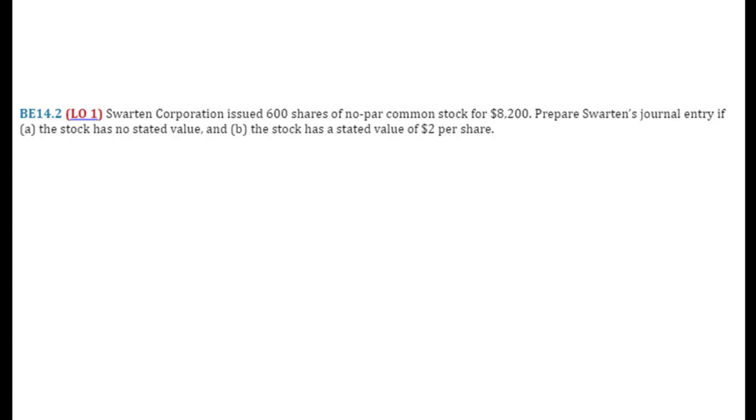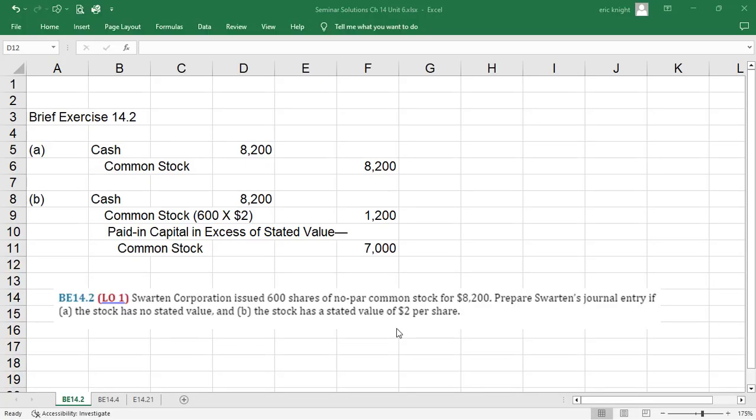And then the second thing we want to do is pretend that the stock has a stated value of $2 per share. Let's see how these journal entries would differ. So first we're going to focus on part A. There's no stated value. So everything goes in the common stock account. So the amount of cash we receive from issuing the stock is $8,200, and then there's no par value or no stated value. So we just put everything in the common stock account.